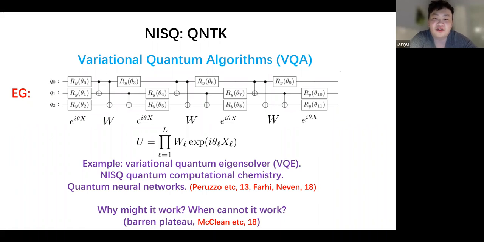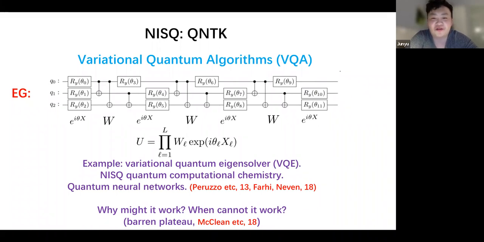However, although people are trying to apply those algorithms in practice and get some results from running those devices numerically and experimentally, there are lots of confusions about this kind of algorithm. So firstly, why might it work? Why is this architecture something interesting that people want to study? And also, when can it not work?